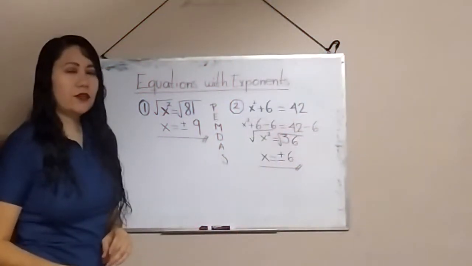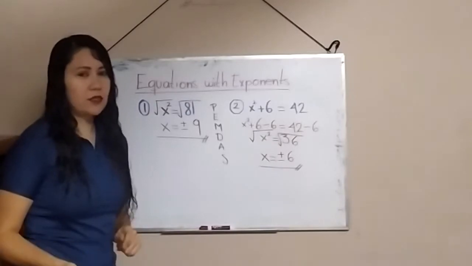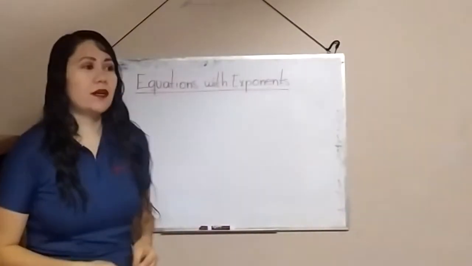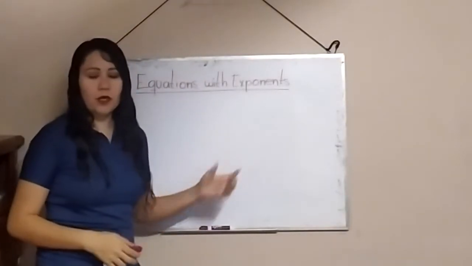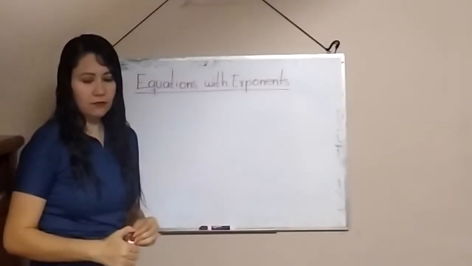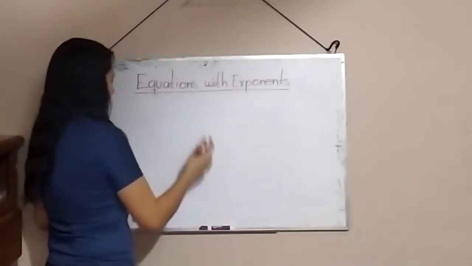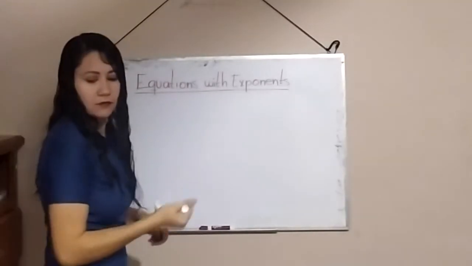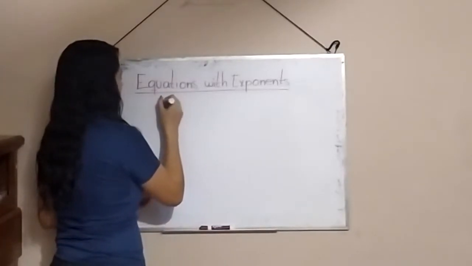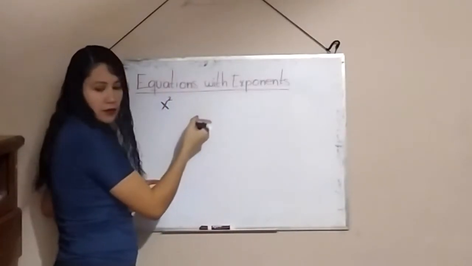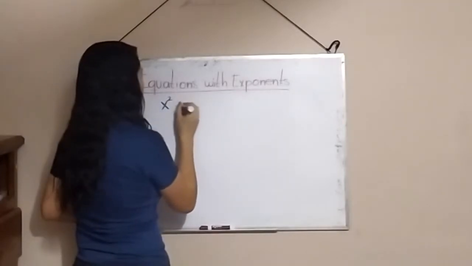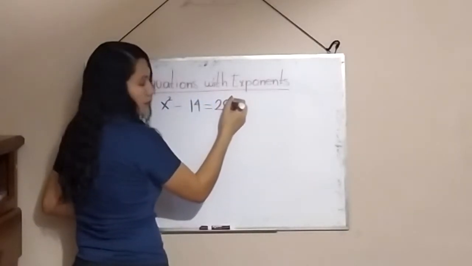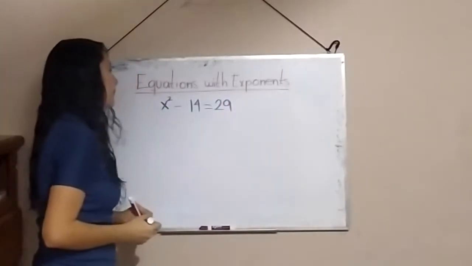Now you can solve the other two exercises on the presentation on your own. There may be cases where we don't have a perfect square in our answer. For example, we have x squared minus 14 equals 29.